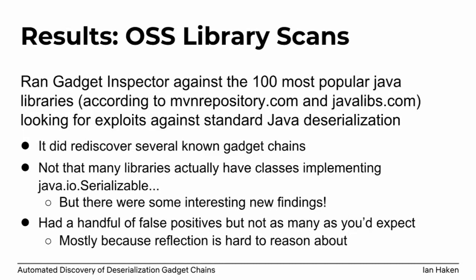It turns out that not that many open source libraries actually implement classes that implement Serializable. It's not that popular these days to use the ObjectInputStream, but there were a few new things that fall into that class, so I'm going to talk about those. It did actually find some interesting new stuff. It did have a handful of false positives because there are some assumptions, but not as many as you'd expect. And I think that's because most of those assumptions I made are reasonably valid. They make sense in this context. Most of the sources of false positives is because reflection is hard.